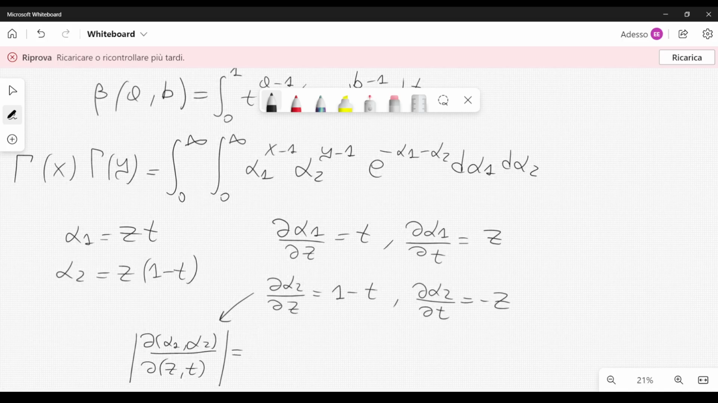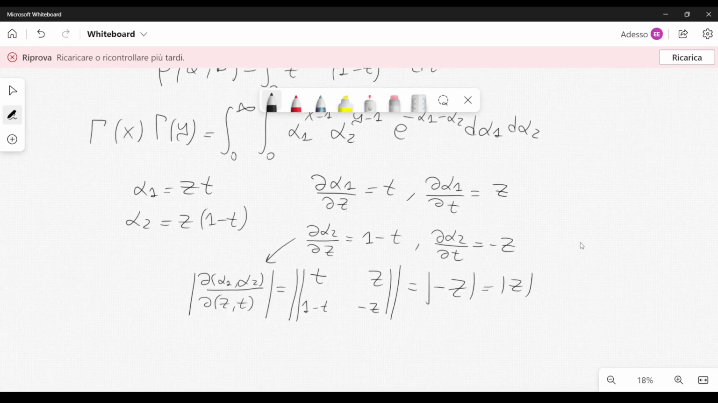This is equal to, and we also need to calculate the absolute value of the Jacobian. So I'm going to put two bars to indicate that the first one here is the absolute value, and then we have the determinant of t, z, 1 minus t, minus z, and this is equal to the absolute value of minus z, which is equal to the absolute value of z, like this.